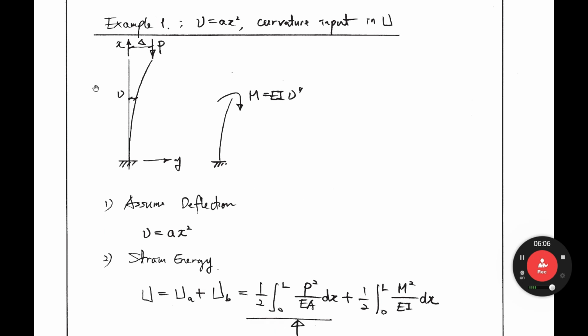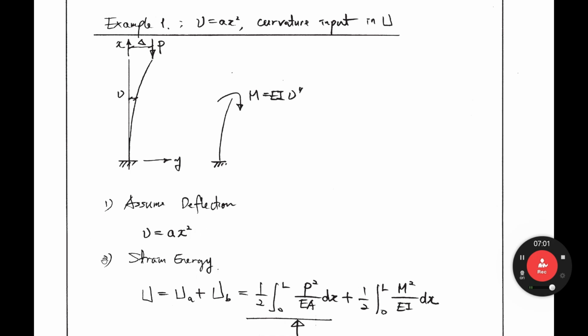In order to solve this one, we have to assume a deflection. This is the x-axis, this is the y-axis. So this is the displacement, the lateral deformation. It is called v. v equals a x squared. The shape of this curve is a x squared. We assume this deflection. And then let's go to the second step.